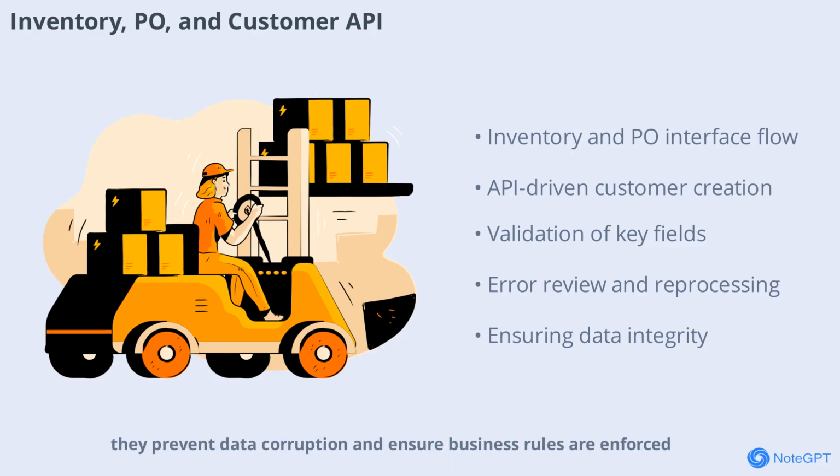Across all modules, validations are critical. They prevent data corruption and ensure business rules are enforced. When errors occur, Oracle provides tools to review, fix, and reprocess records, maintaining data integrity throughout the system.